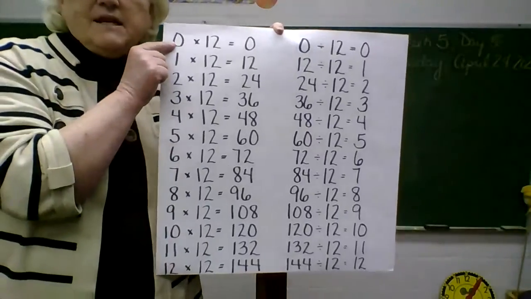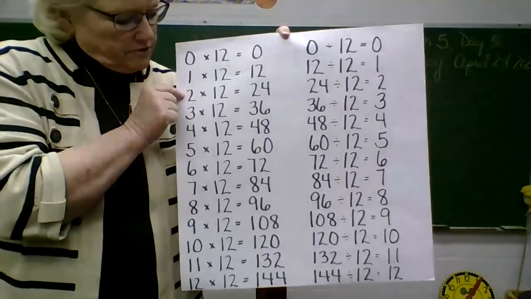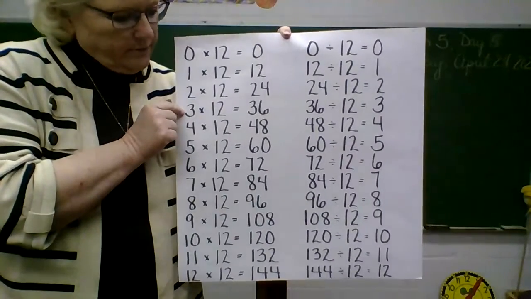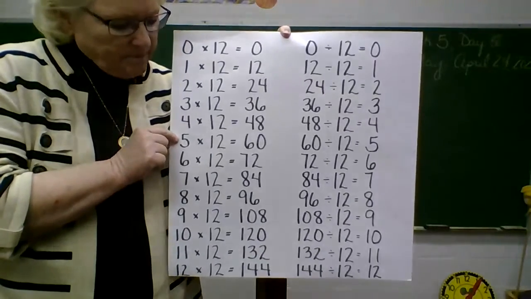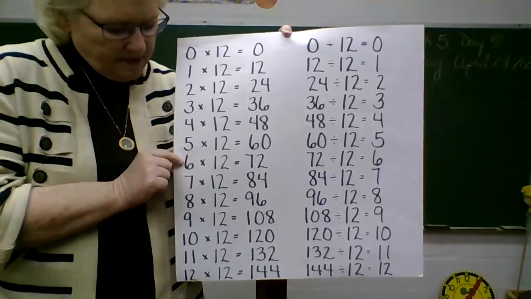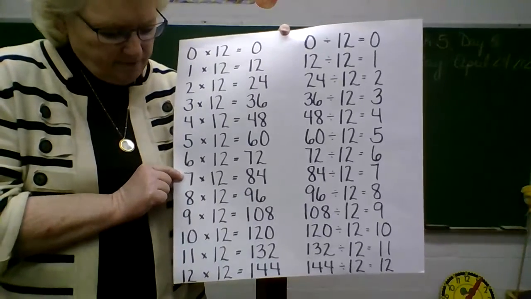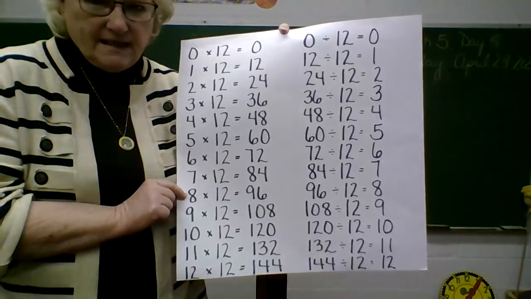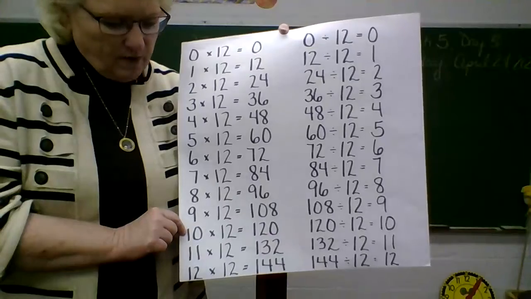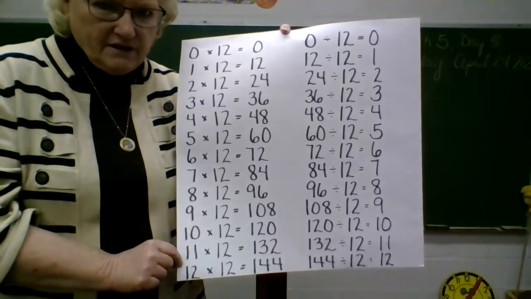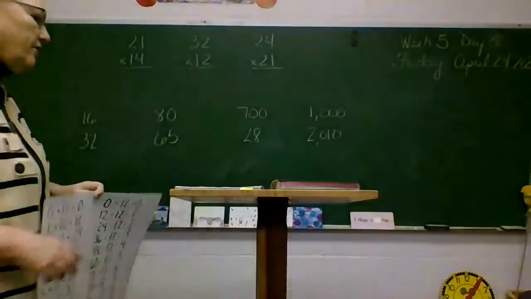Let's do it again. 0 times 12 equals 0. 1 times 12 equals 12. 2 times 12 equals 24. 3 times 12 equals 36. 4 times 12 equals 48. 5 times 12 equals 60. 6 times 12 equals 72. 7 times 12 equals 84. 8 times 12 equals 96. 9 times 12 equals 108. 10 times 12 equals 120. 11 times 12 equals 132. And 12 times 12 equals 144.